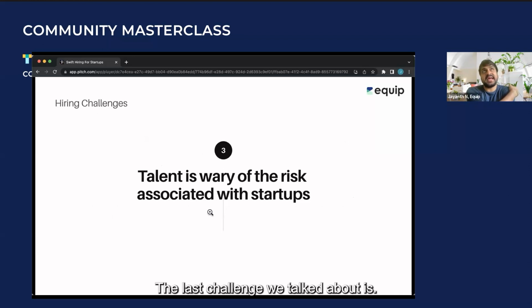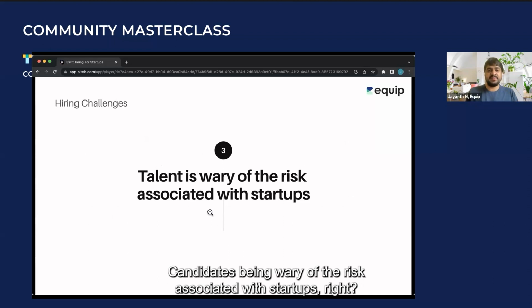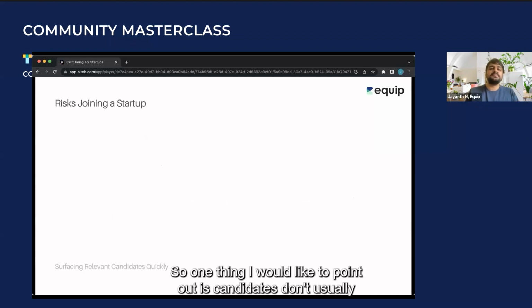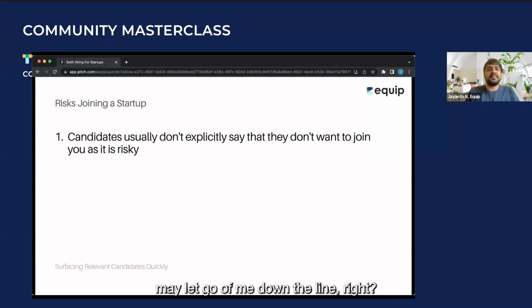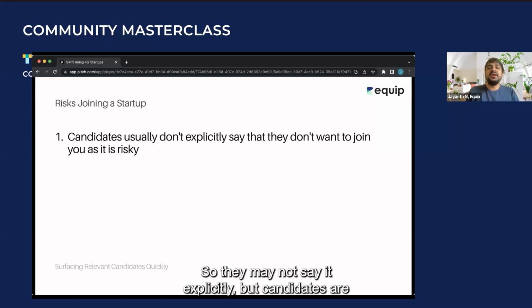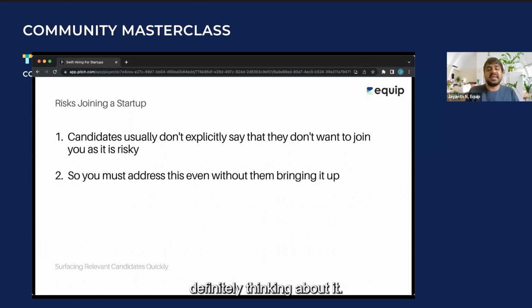The last challenge we talked of is candidates being wary of the risk associated with startups, right? So one thing I would like to point out is candidates don't usually say explicitly that they don't want to join you as it is risky. There's no upside to this. Why will a candidate tell you, I don't want to join you because you may let go of me down the line, right? I mean, it's almost rude to say that to you. So they may not say it explicitly, but candidates are definitely thinking about it.